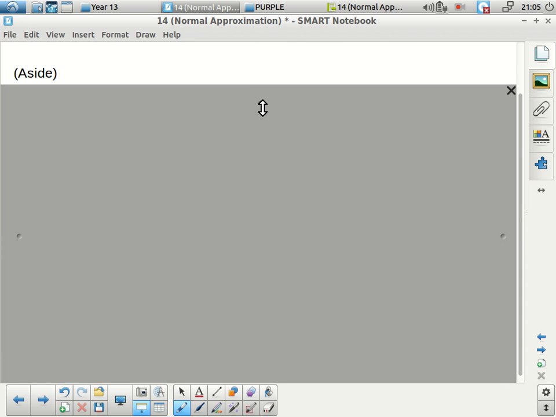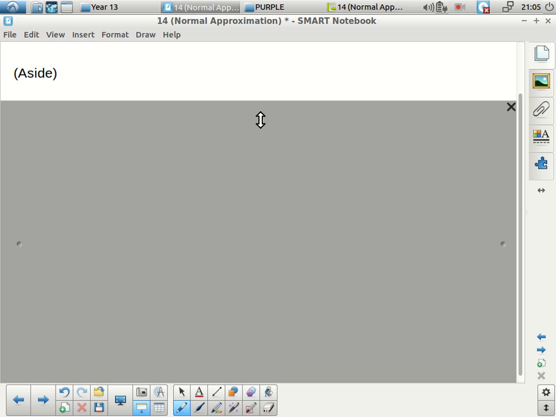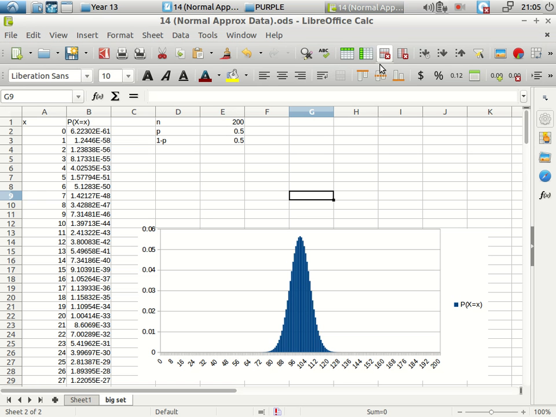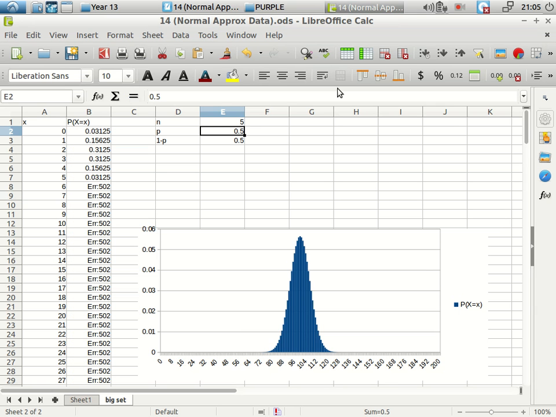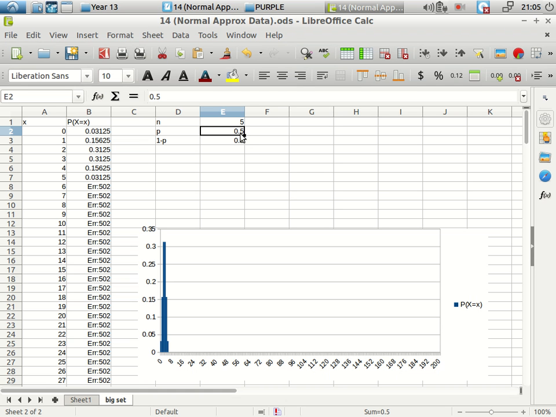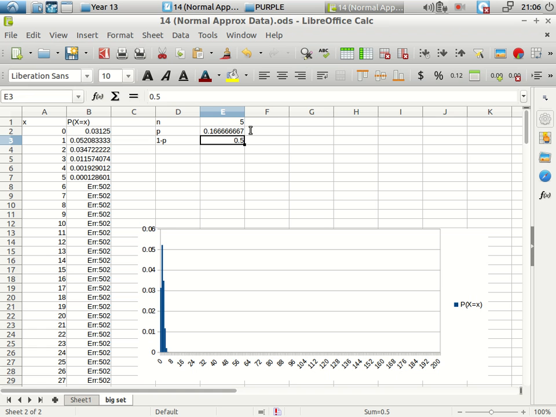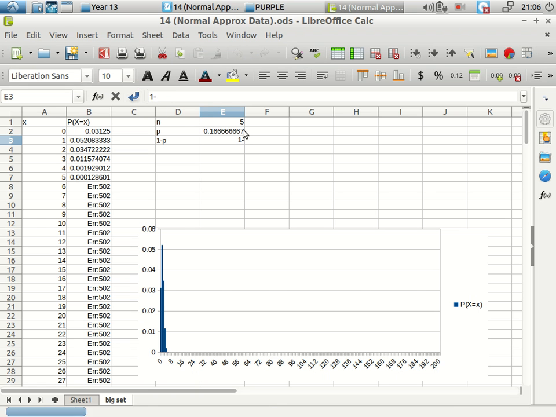That was great because it was all 50-50. Now let's have a look at a situation that wasn't 50-50. I'm going to go back to my 5 trials on my graph here. Now let's say it was rolling a die and trying to get a certain number, like rolling a 2. Now the probability of that happening is 1 divided by 6. And this is 1 minus p, so 1 minus this one.